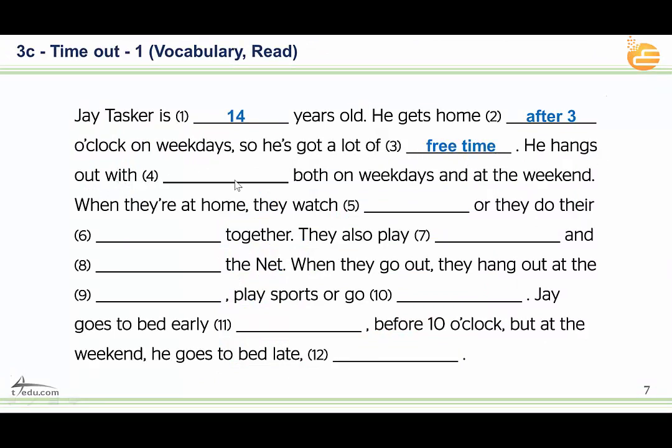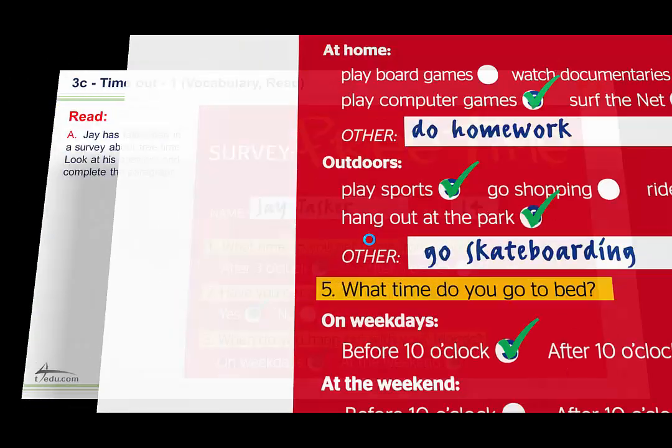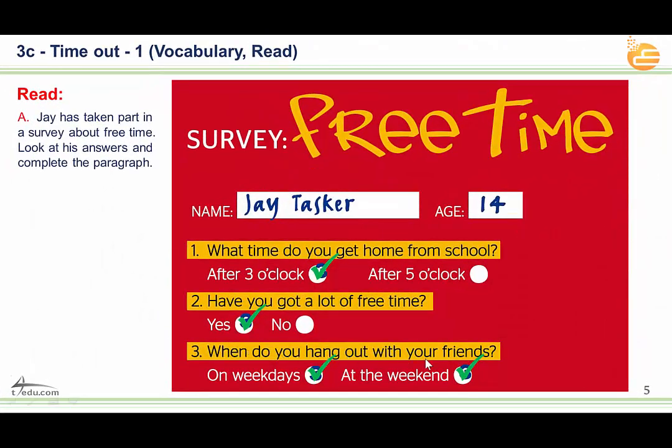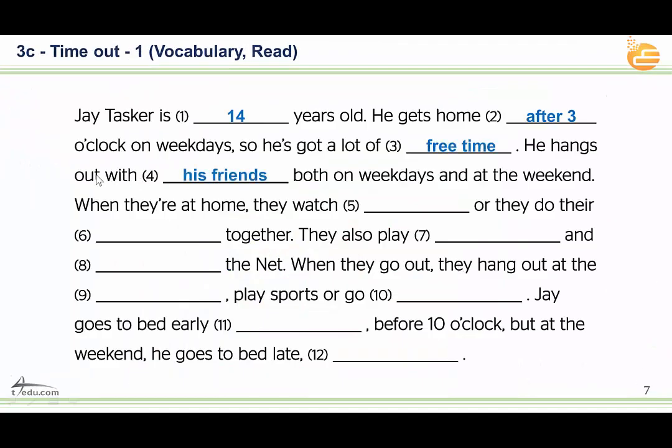He hangs out with his friends both on weekdays and at the weekend. Let's go back. When do you hang out with your friends? On weekdays and at the weekend. So, his friends, exactly. When they're at home, they watch or they do their together. They do two things. They watch what? And do what?